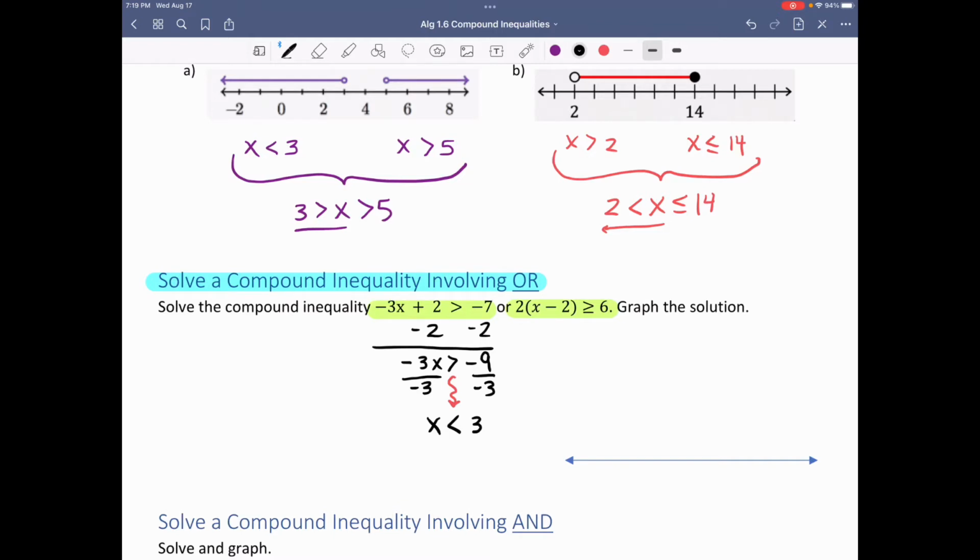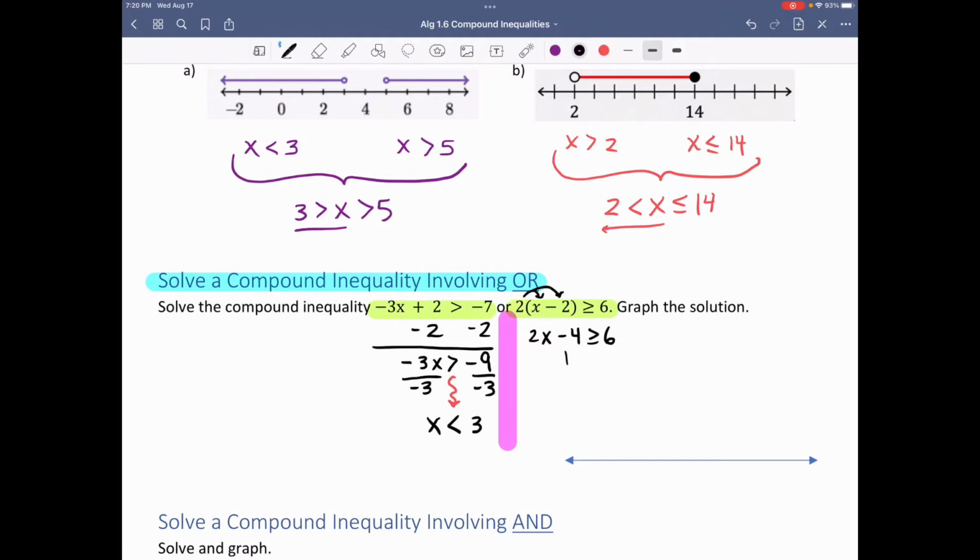All right, now we have our other inequality. 2 groups of x minus 2 is greater than or equal to 6. The first thing we do is we distribute. So if we have 2 groups of x, that's 2x. And if we have 2 groups of minus 2, that's minus 4. Is greater than or equal to 6. I'm just going to separate these so you can see that we have this OR right here, so these are separate.